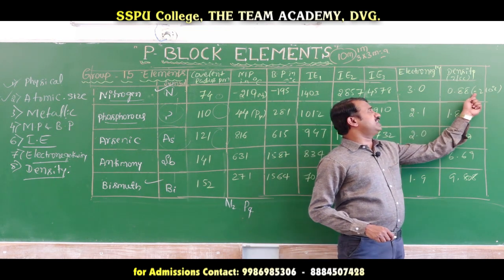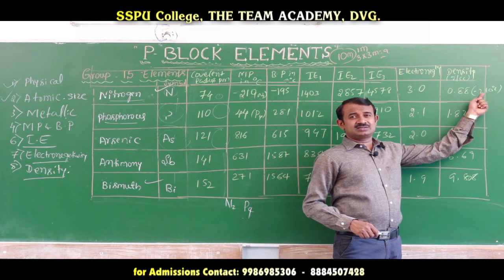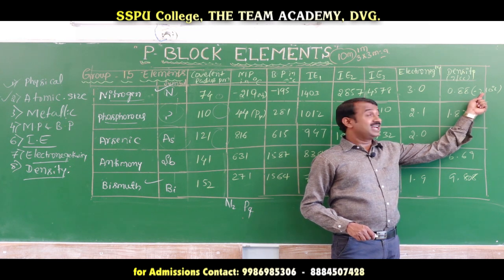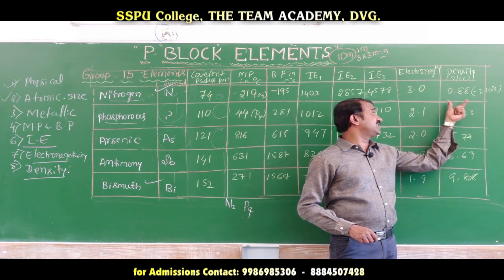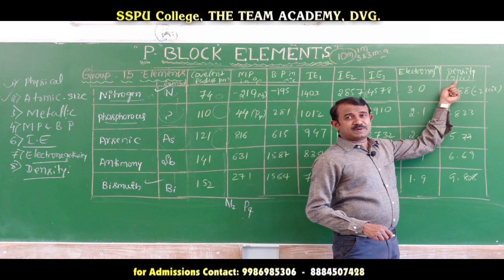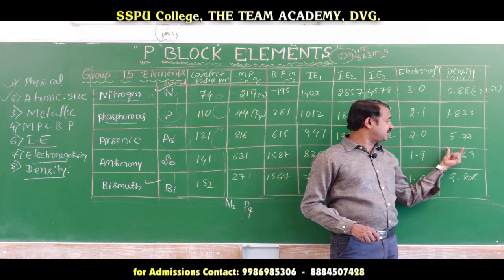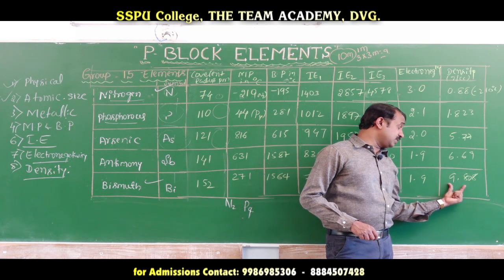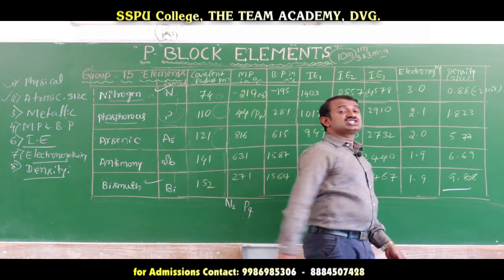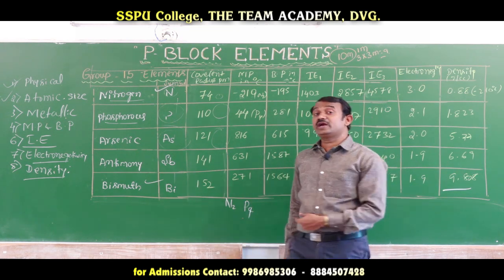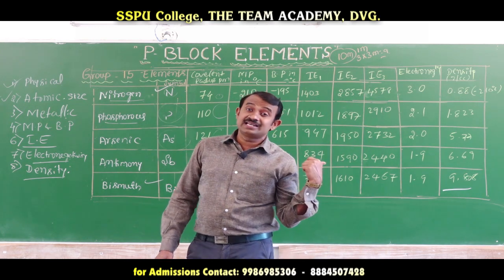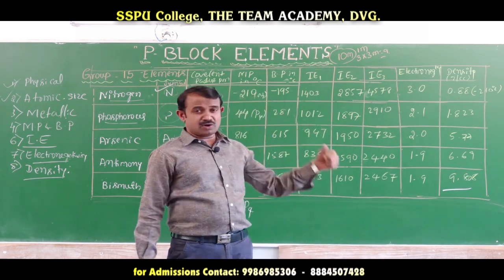When nitrogen is at minus 210 degrees Celsius, that solid density is 0.88 grams per cc. Here also 1.8 density, here also 5.77, 6.69. Here bismuth's density is 9.80. Density going downwards is increasing in order. That is one of the important factors.